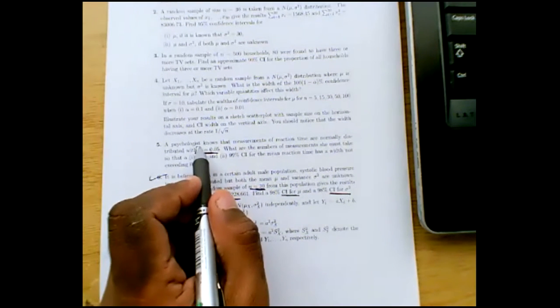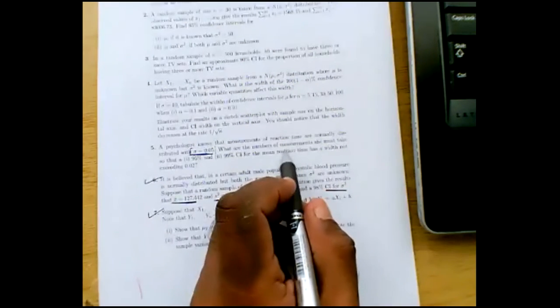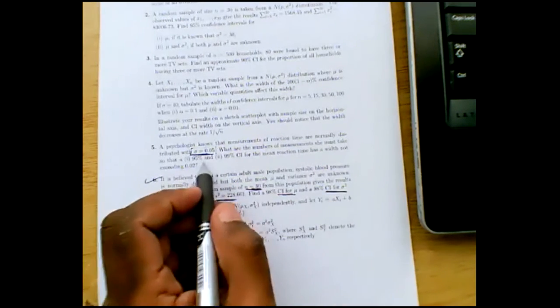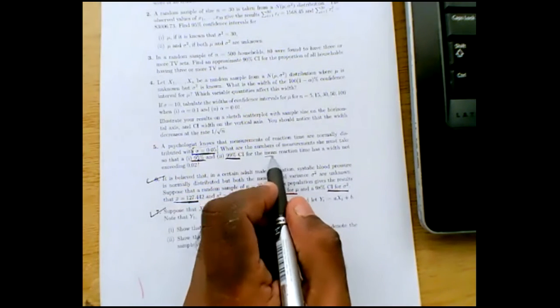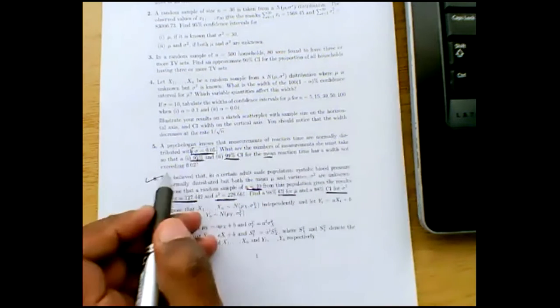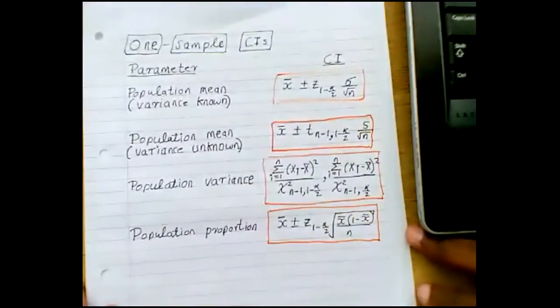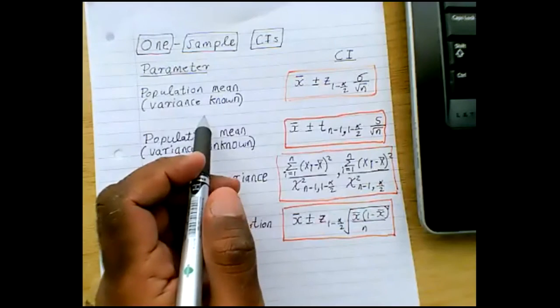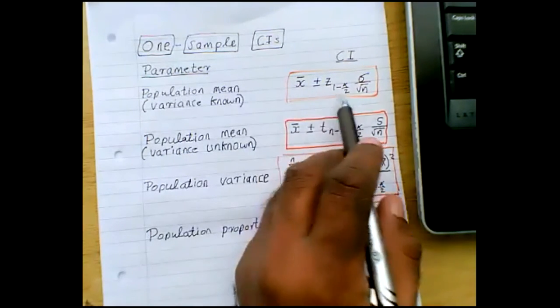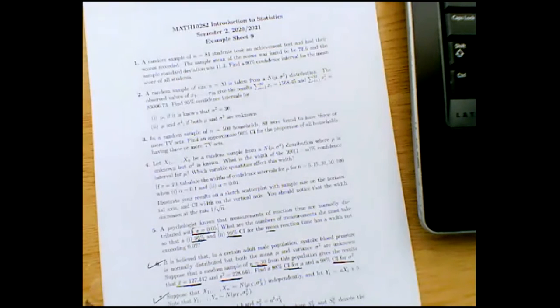you are given the population standard deviation as 0.05, and the question is how many measurements you need so that the 95% and the 99% confidence interval for the mean have width not exceeding 0.02. All right, so let's go back to this formula sheet. When the population variance is known, which is the case in this question, the confidence interval for the mean is given by this, right?